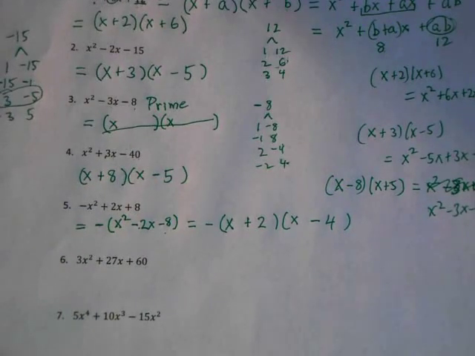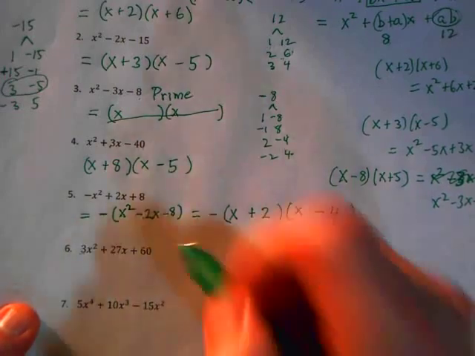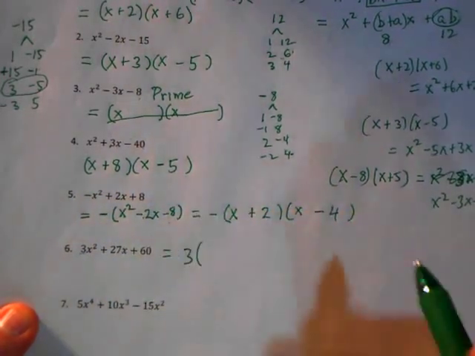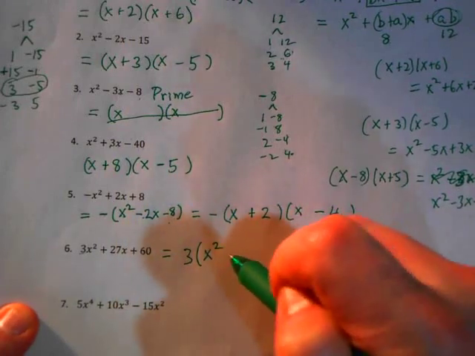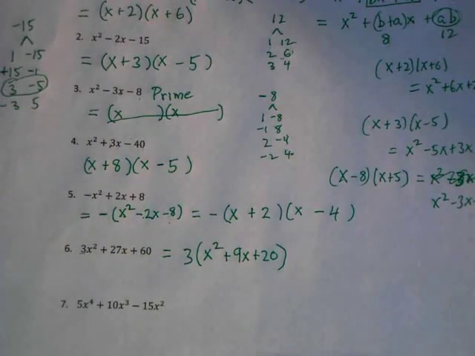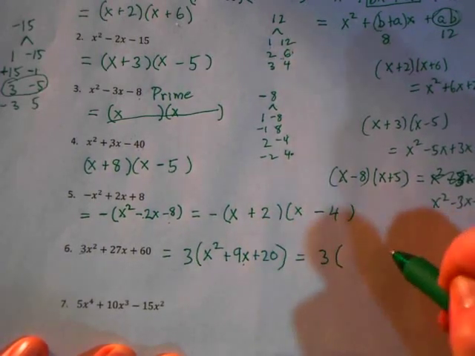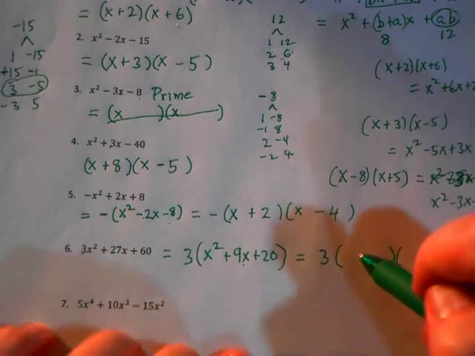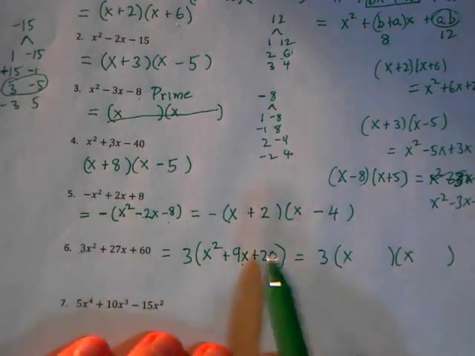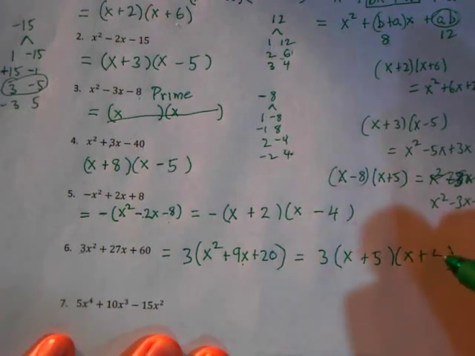All right, next one. Again, we notice this first number is not the number 1, so we look for a GCF. And we see that all 3 of these numbers can be divided by 3. So we pull out the GCF. We have left over x squared plus 9x plus 20. And then we look to see if we can do more. Can we factor x squared plus 9x plus 20? We write the 3 down. We write our two sets of parentheses, x and x. Two numbers that will multiply to 20 and add to 9 are 5 and 4.